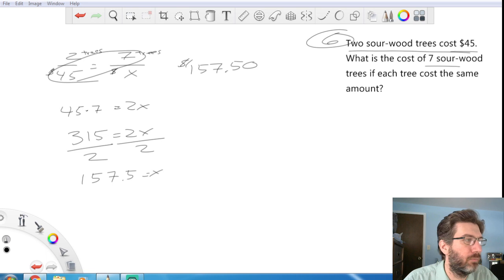Is 315 money? No, 315 is trees times money. Again, you get it from multiplying $45 times 7 trees. When you multiply dollars and trees together, you get tree dollars. I know it's a weird unit, but that's what it is. That number is really just a stepping stone, so it's not going to make sense to have that written anywhere. But the 2 is also trees, so when you divide by trees, you cancel out the tree part of the tree money.